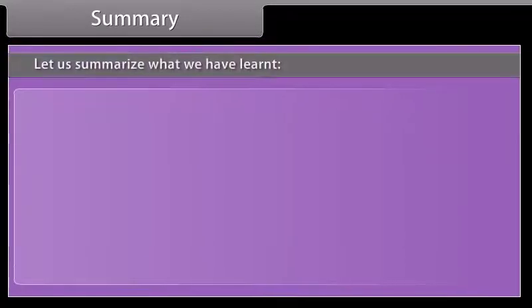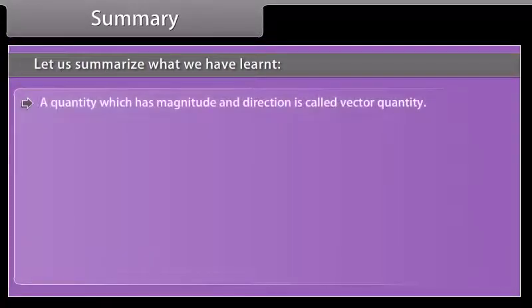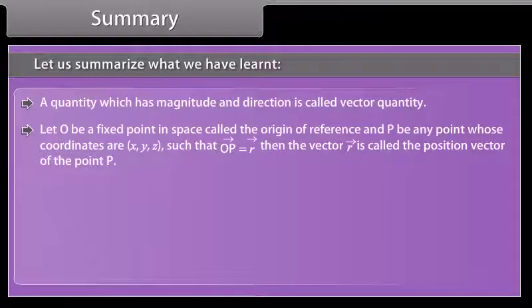Summary. Let us summarize what we have learned. A quantity which has magnitude and direction is called a vector quantity. Let O be a fixed point in space, called the origin of reference, and P be any point whose coordinates are x, y, z such that vector OP is equal to vector R. Then the vector R is called the position vector of the point P.